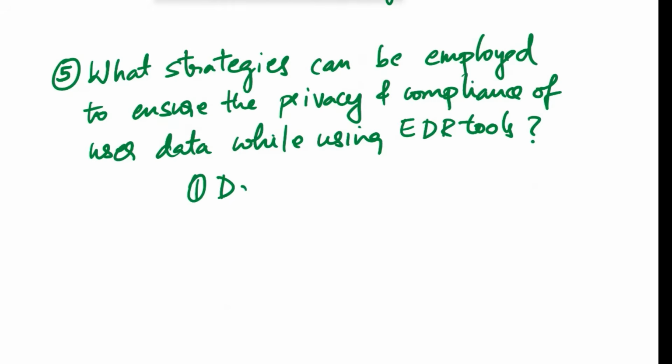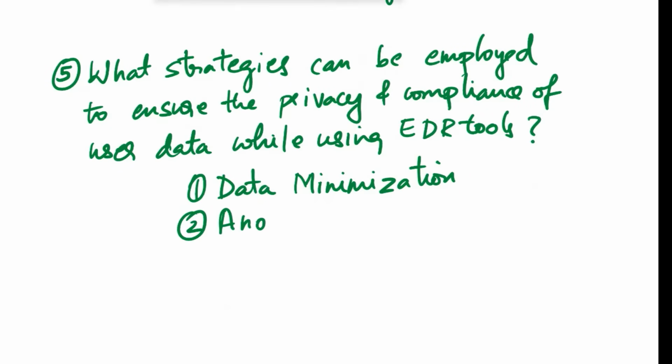First one is data minimization. Collect and retain only the necessary data to achieve your security objectives. Avoid collecting personally identifiable information, that is PII data, or other sensitive data, unless absolutely essential for threat detection and response. Next one is anonymization and pseudonymization.